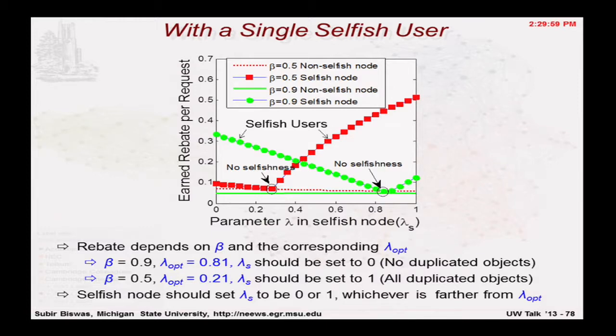But beyond that, in both ways, the selfish node actually can manage to earn more rebate, and that's what the equations were for. They can earn more rebate, and the same thing is also true for the green line, which is for a higher lateral download cost, right?